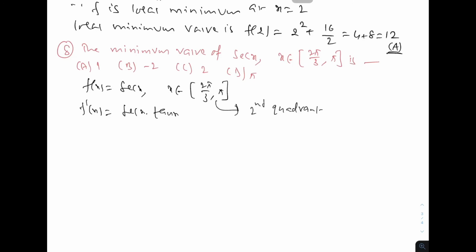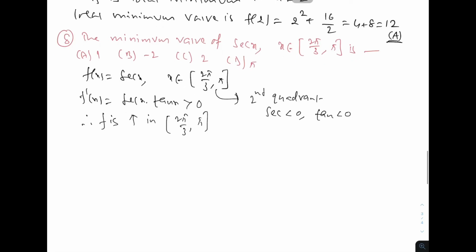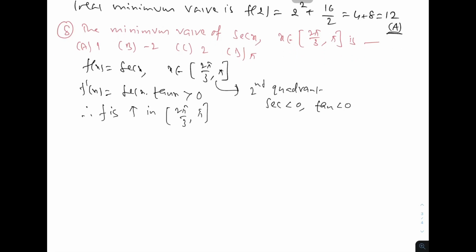In the second quadrant, both sec and tan are negative, so this f dash x is positive. That means f is increasing in 2 pi by 3 to pi. And if the function is increasing, then we will get its minimum value at the lower end.